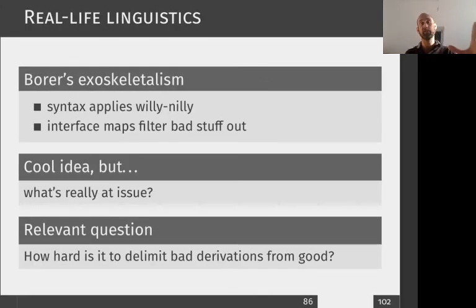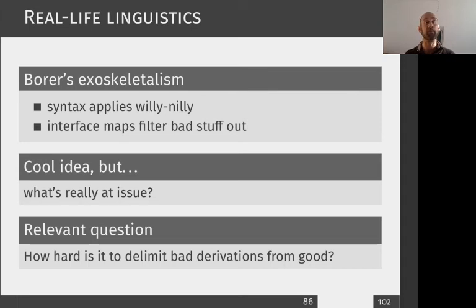Okay, let's take a step back, or a step in, maybe, I'm not quite sure what the right metaphor is, and go back to real-life linguistics. So Hagit Borer has a theory called exoskeletalism, and my understanding of it, my weak sauce understanding of it, is that syntax applies willy-nilly, and the interface maps filter bad stuff out. Okay? So this is a cool idea.